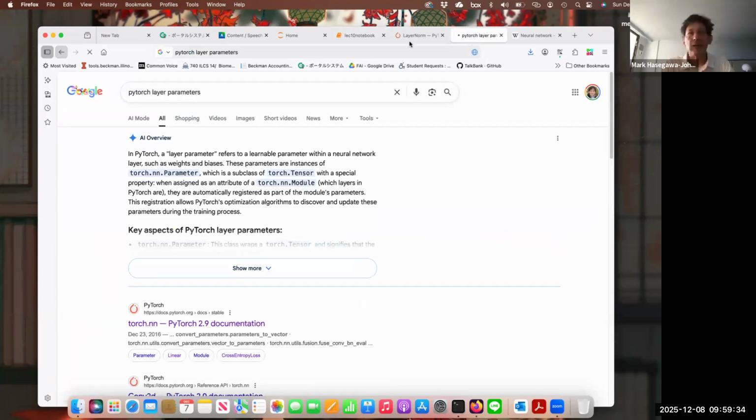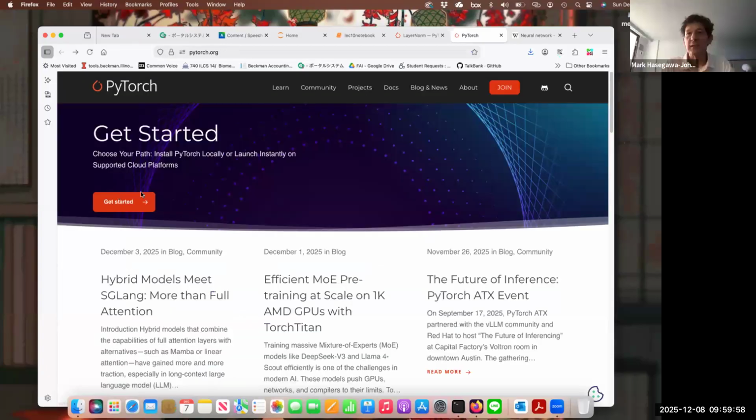Let's try the documentation. Let's try the get started documentation. And we want the introduction. I guess I'm not going to be able to find it. There's a way that you can print out the values of the parameters.